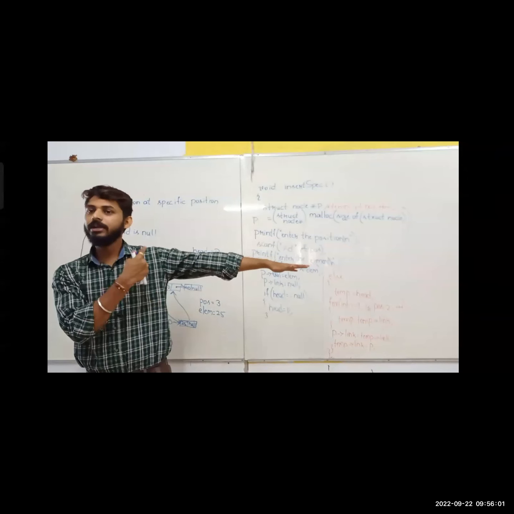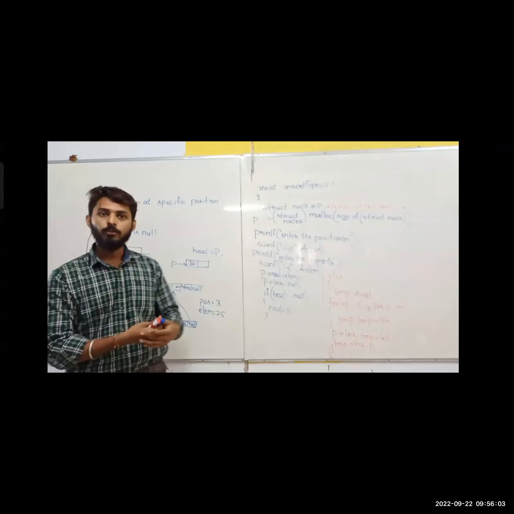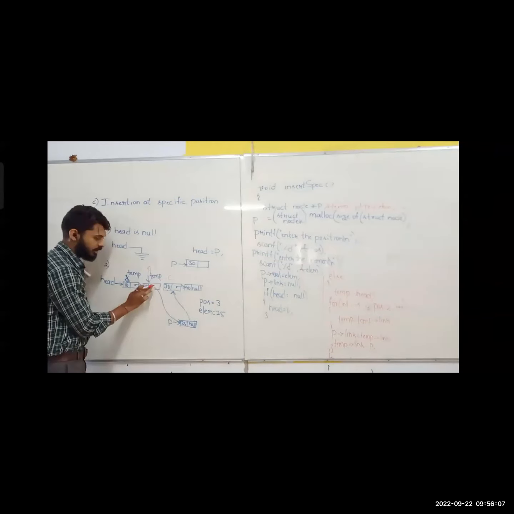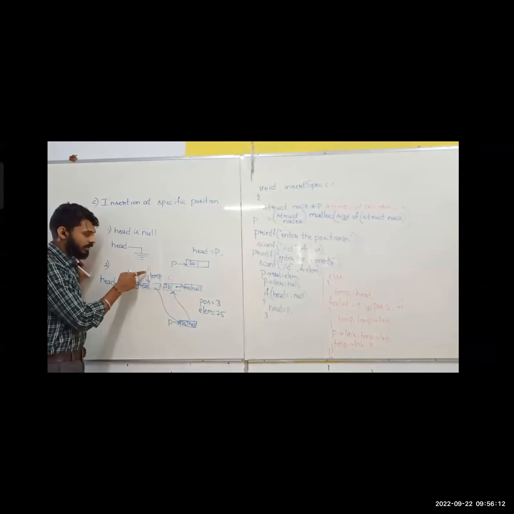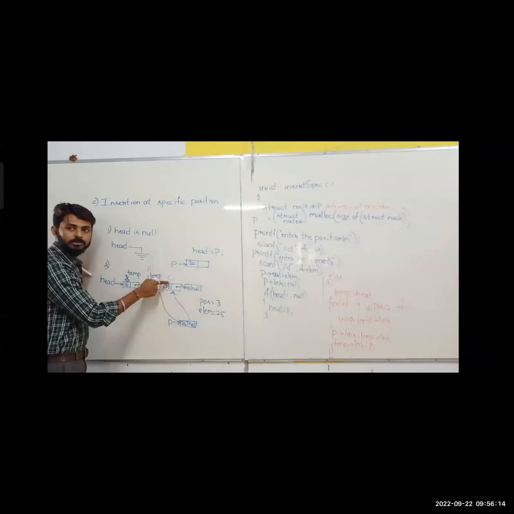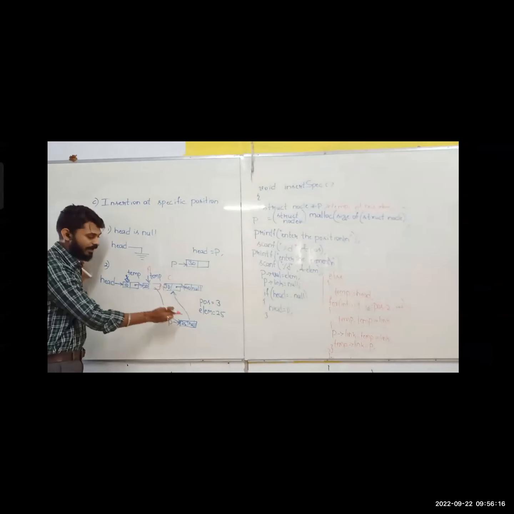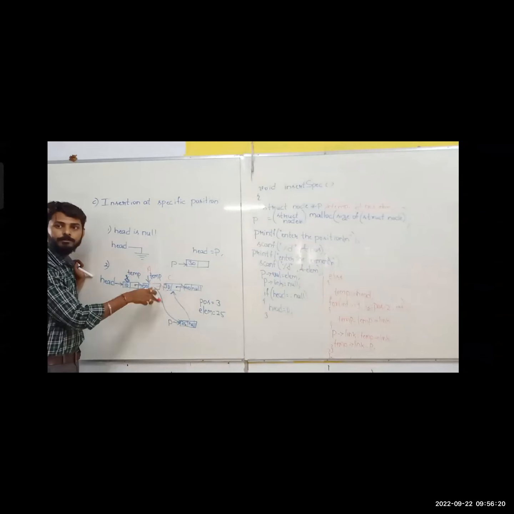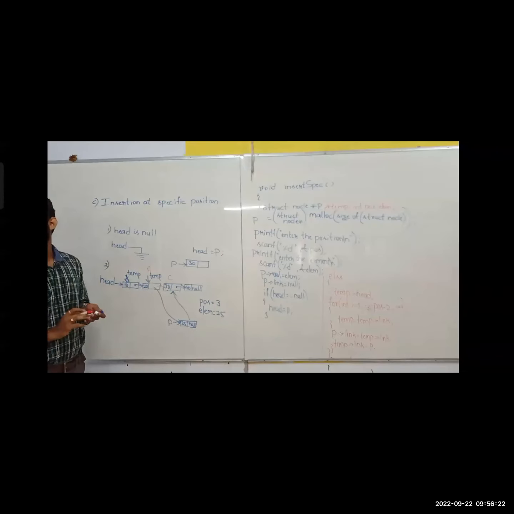Whatever I am telling, this is your A. Initially, whatever was there, I will represent it in red color. A is pointing to C. Now I want to introduce B in between. B will be pointing to whom? C. And A should point to whom? B. This much I should do. How can I do it? There are two ways. Like this, it is there.